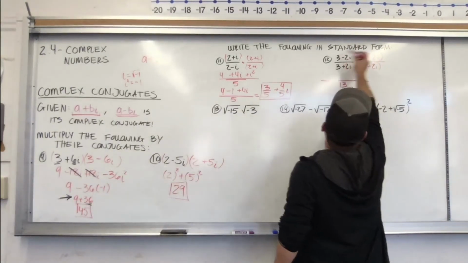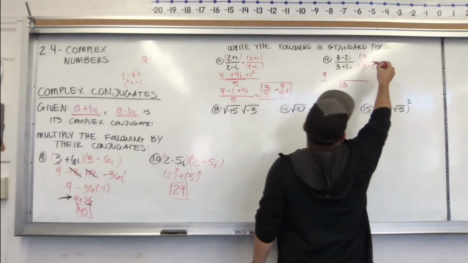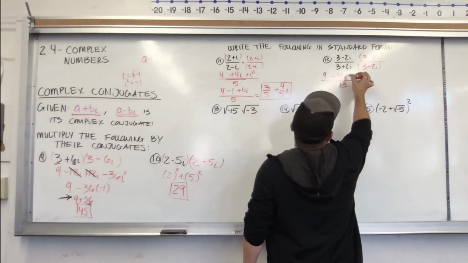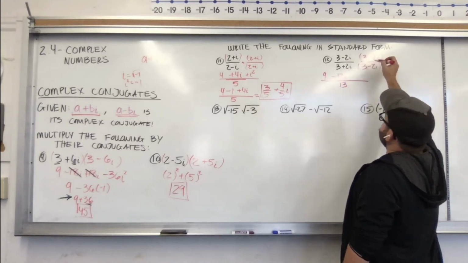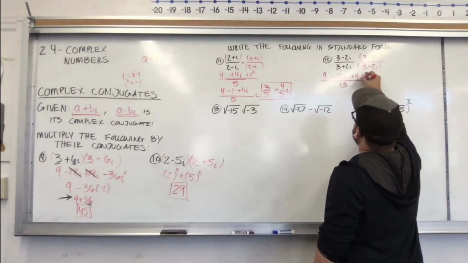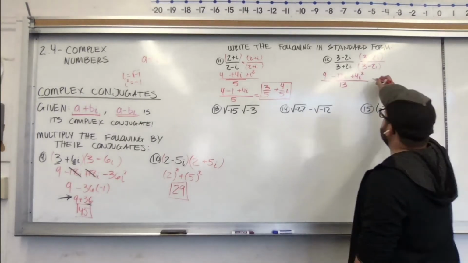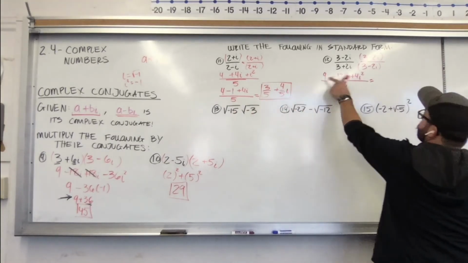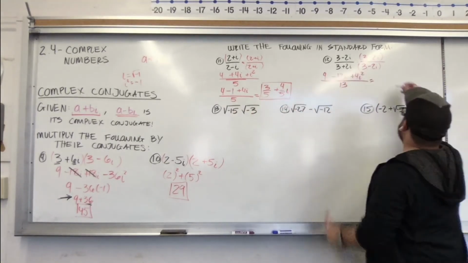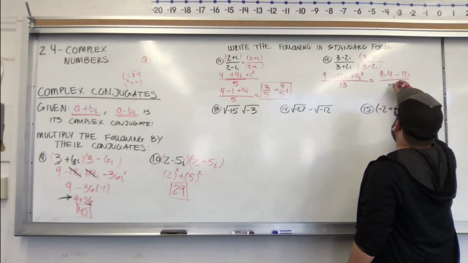Now we got the top. We got 3 times 3, 9, minus 6i, minus 6i, minus 12i. And then we have negative 2 times negative 2, so plus 4, but i squared. Again, i squared is negative 1, so it's really a 9 minus 4 minus the 12i over 13.